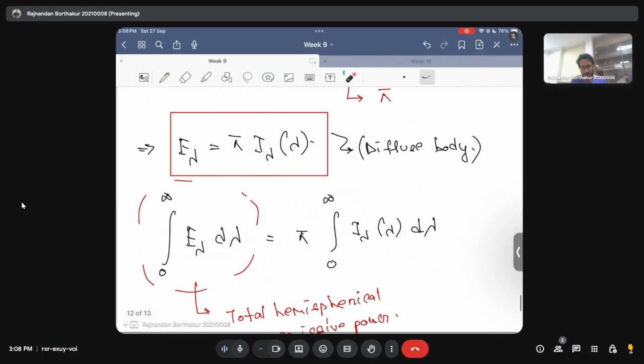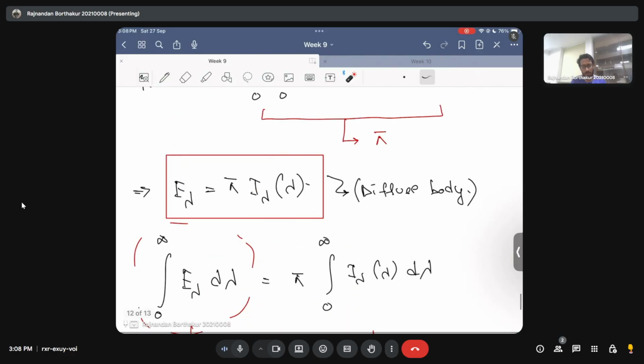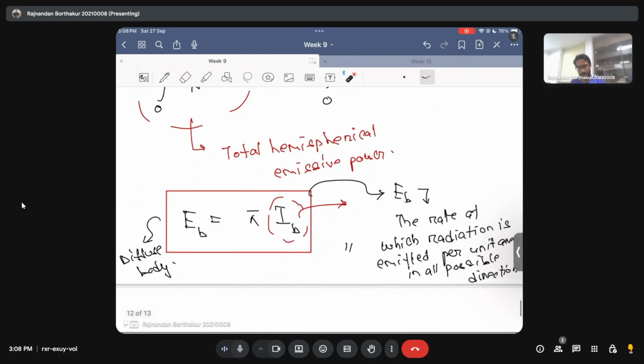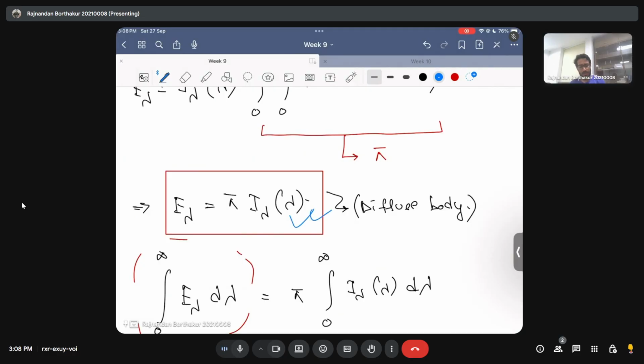Okay, and then we said that we can now define a total emissive power, which is nothing but you integrate this spectral emissive power along all possible wavelengths, and if you do that, you will get a relationship between the emissive power of a black body, which is nothing but the total emissive power, and I_B, which is nothing but the total intensity of radiation. Okay, so just by integrating. Since we derived this relation as a spectral property, if you want to get the total property, it's obvious, you just need to integrate it over all possible wavelengths, choosing a differential wavelength d lambda.